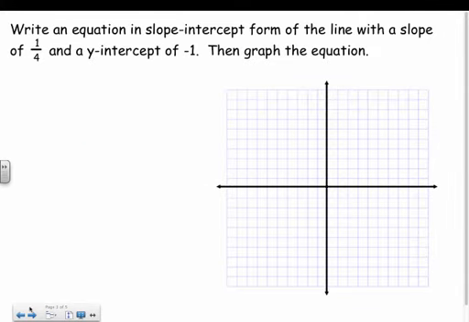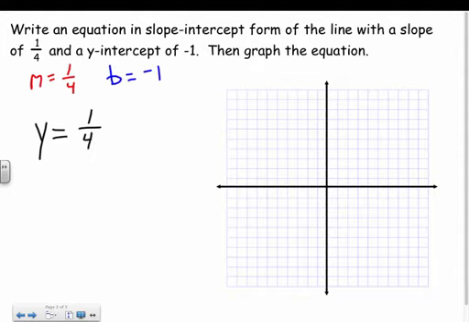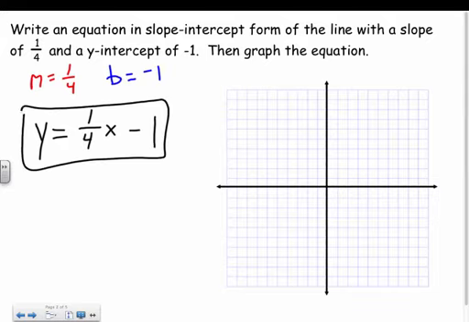So write an equation in slope-intercept form of the line with a slope of 1/4. So it told me the slope, 1/4, m equals 1/4. And a y-intercept of -1. Oh, it told me the y-intercept, what b equals, -1. So I can just plug that in right away. So y equals mx plus b, so 1/4 x plus b. So plus -1, but we don't want to write it like that. Remember, plus -1 is the same thing as -1. That looks a lot neater this way. So here's my equation, 1/4 x minus 1.